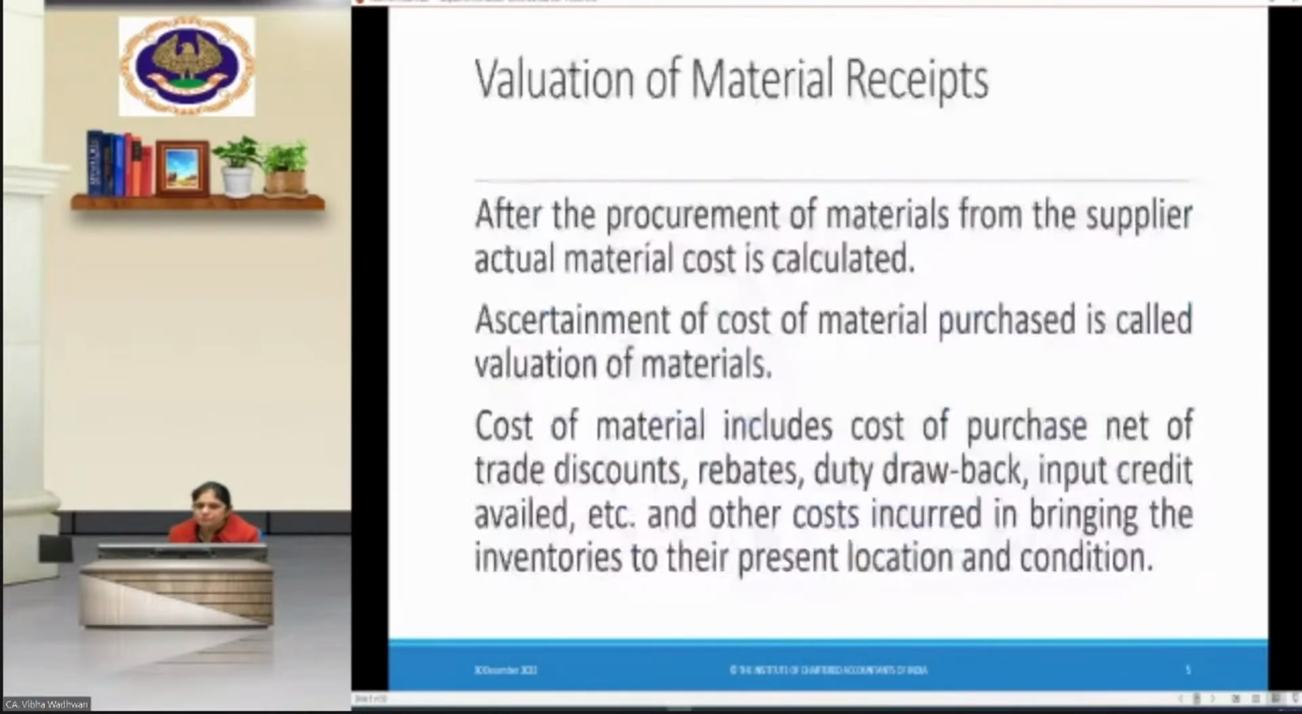All right. Moving further. So, valuation of material received. As I told you, the cost of material is not only the purchase price which we pay, but it includes all sorts of other expenses, costs, duties, and taxes which we must have paid as a buyer. All right. So let me see if there are any queries.